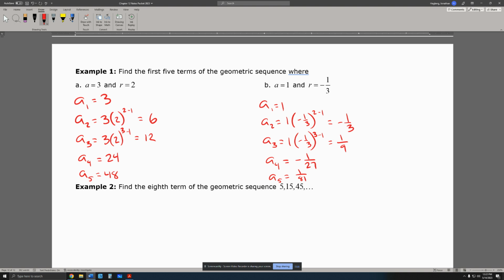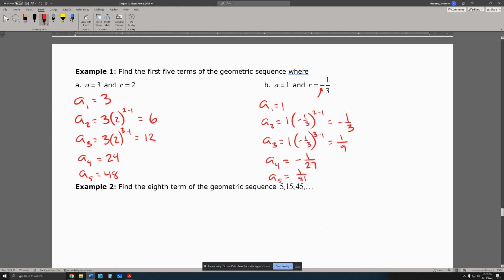Okay, so notice that the sign of the terms here is flipping. We go positive 1, negative 1/3, positive 1/9, negative 1/27th, positive 1/81st, and so on. So the sign is flipping, and that has to do with this negative common ratio. Okay, and then we just have the negative powers of 3.